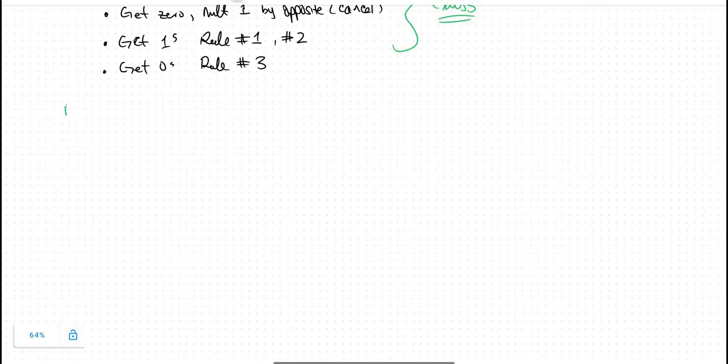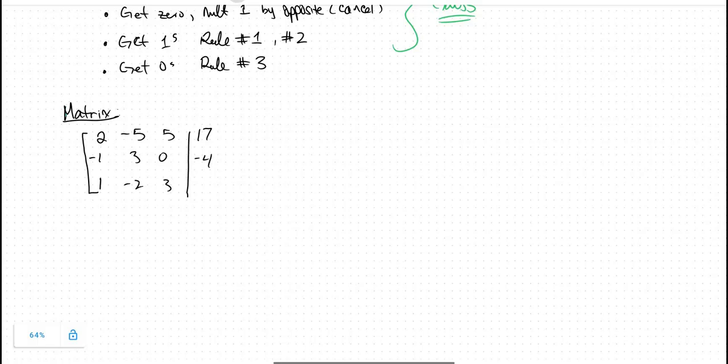So we start with the matrix. So it was 2, minus 5, 5, and then 17. And then it was minus 1, 3, 0, minus 4, 1, minus 2, 3, 9. And going back to the same thing we were doing where we keep things organized by labeling, we used to label equation 1, 2, and 3. Our new labels are going to be row 1, row 2, row 3. All right, so here we go.